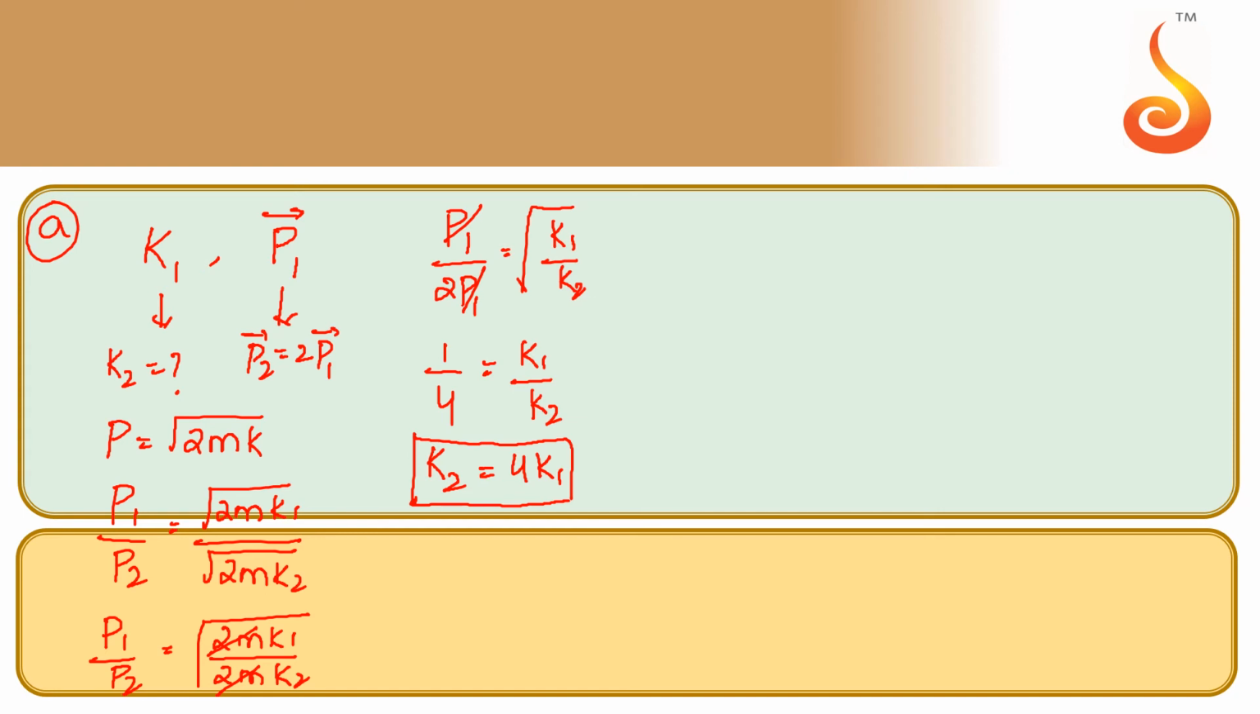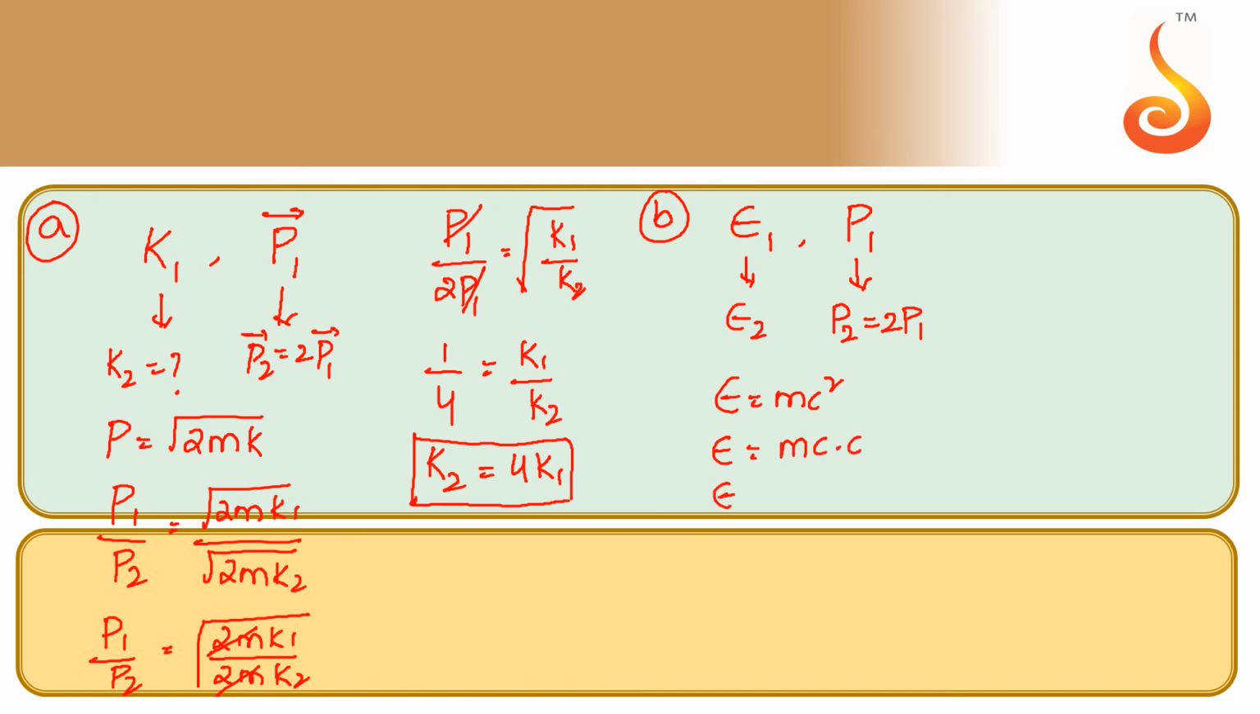And in option B, a photon whose energy is E1 and momentum is P1. If the new momentum is 2 times the initial momentum, then what will be its energy in terms of E1? So this is not kinetic energy, but this is energy. So we know that energy is equal to mc square. So energy is equal to mc into c. So energy is equal to momentum into c.